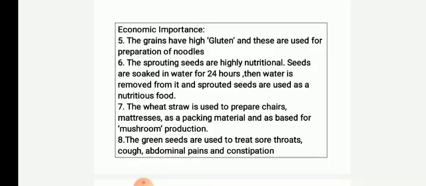The green seeds are used for sore throats, to clean the throat, for cough, abdominal pains, and it is useful in constipation. So to remove the pains, it is useful. To soothe the throat, it is useful. To reduce cough, it is useful. For all these treatments, green seeds are useful.